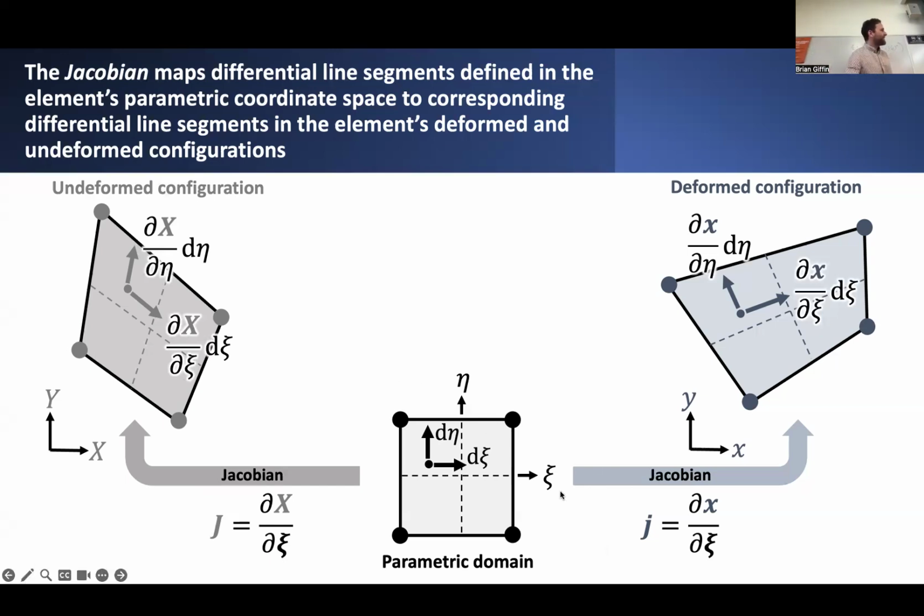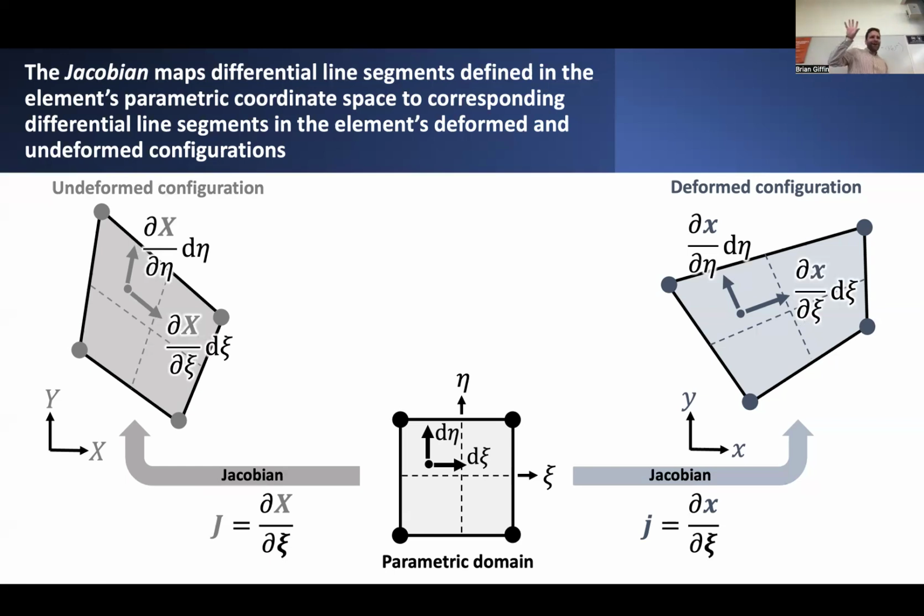Now, if you look at the deformed configuration of the structure, this same line segment dc would be mapped somewhat differently into a different vector with a different orientation, based on the Jacobian associated with the isoparametric transformation for the deformed configuration. So the same line segment originally in this parametric domain looks different depending on whether we're looking at it in the undeformed configuration of the element or in the deformed configuration of the element.